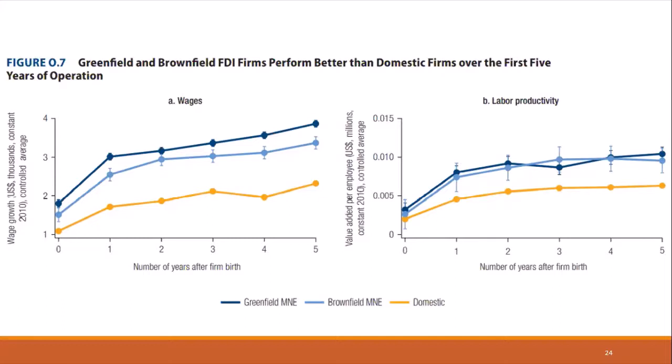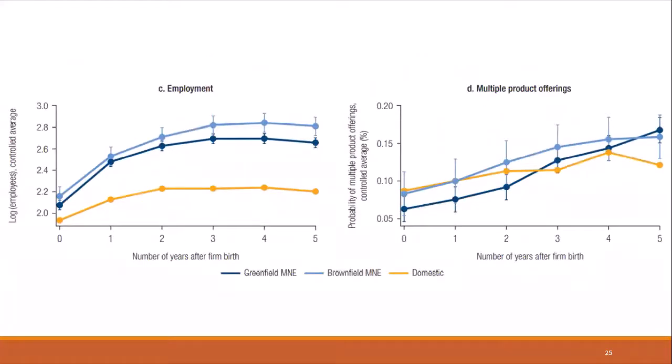In part A, which shows the wage growth, we can see that foreign firms are much better than domestic firms. Also in labor productivity, foreign firms are better than domestic firms. The labor productivity in foreign firms is around 2 times more than domestic firms. Part C shows the employment. As you can see, both greenfield and brownfield MNEs are performing much better than domestic firms in employing people, in employing domestic people. In terms of multiple product offering, they are almost the same.